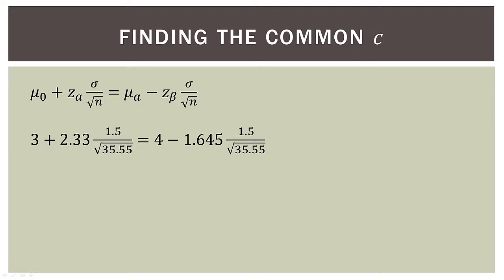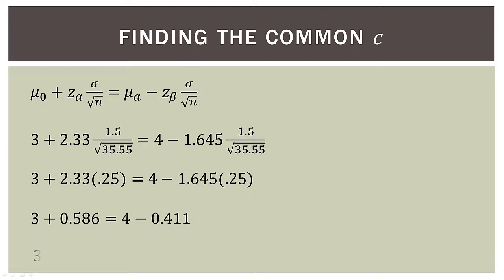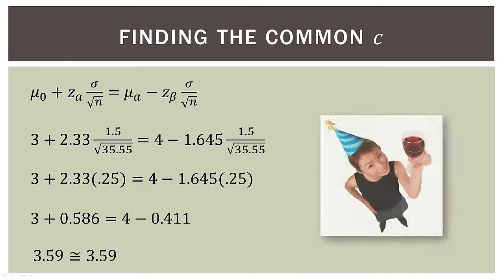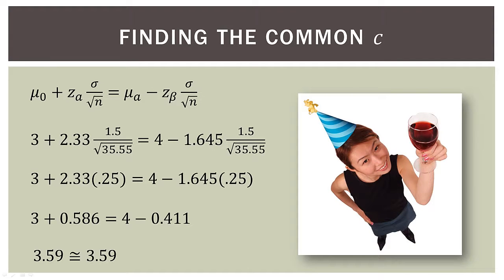So substitute everything in. And what do we come up with? 3.59. By using the new sample size, both of these formulas on both sides come up with an X bar critical of 3.59. So that is the C value where our curves will align. And of course, we're happy about that.